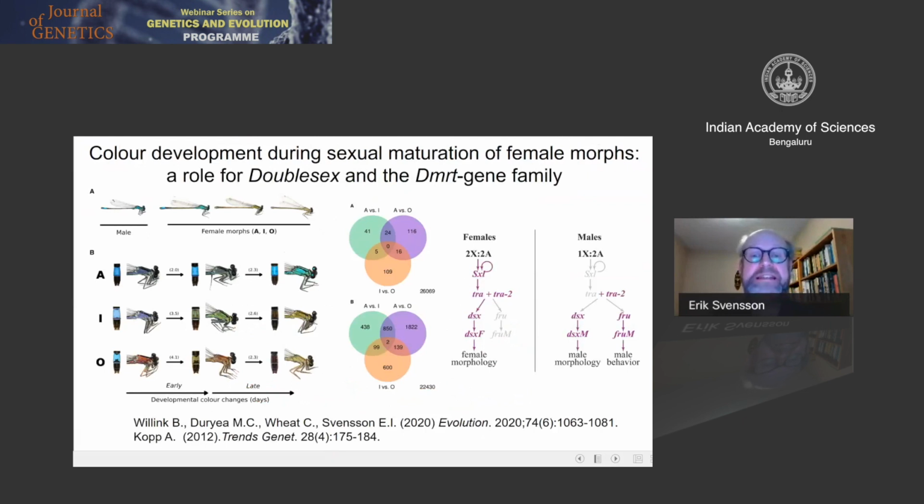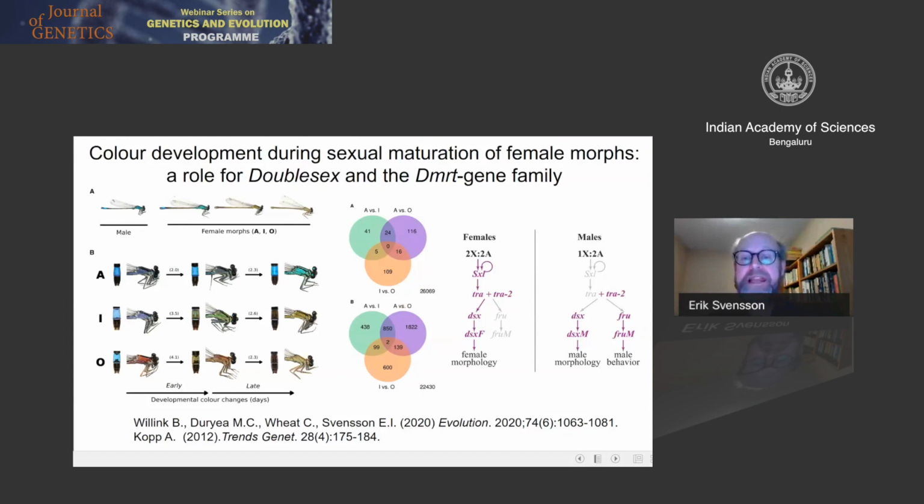And as I mentioned, the color locus in itself is one major autosomal gene. But when we look at gene expression profiles of these female color morphs during the course of color development, as they develop their final adult coloration, we see that a lot of different genes are differentially expressed between these morphs. So the color morph locus has many pleiotropic effects on many different types of traits and different genetic pathways.